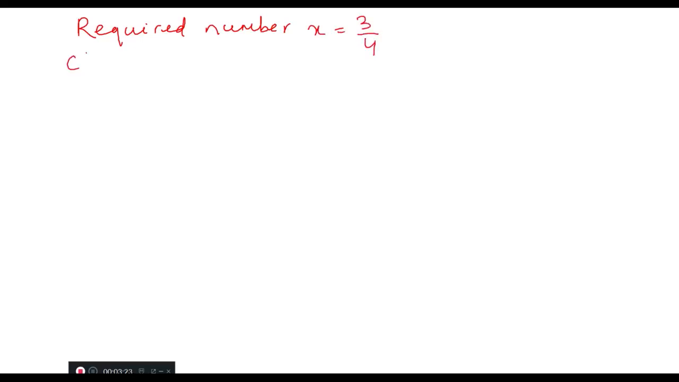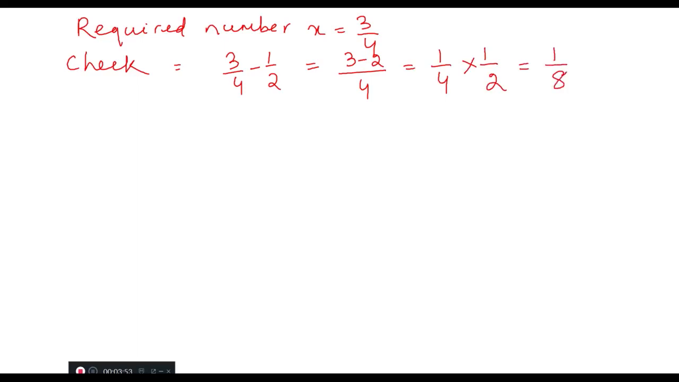So, let us check. The question is, if you subtract 1 by 2 from a number and multiply the result by 1 by 2. So, for 3 by 4, first we subtract 1 by 2 from 3 by 4. LCM is 4, 3 minus 2 is 1 by 4. Then it is multiplied with 1 by 2, so the result is 1 by 8. In the question also the result is given as 1 by 8. So, our answer is correct.